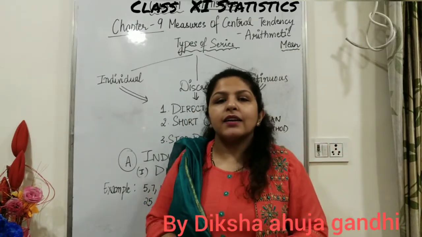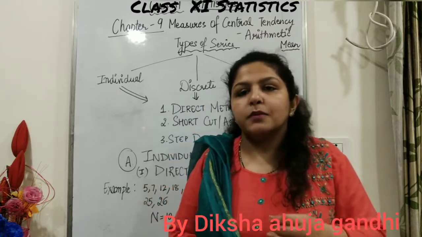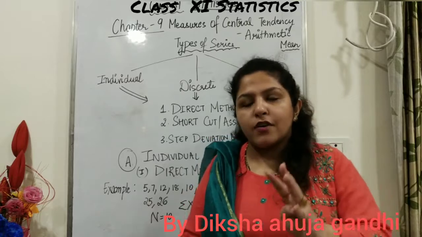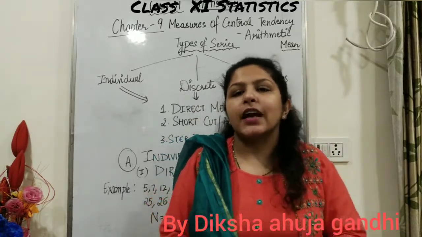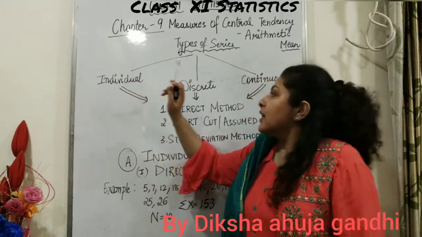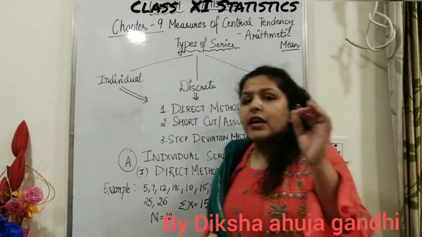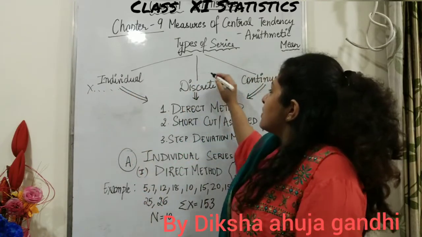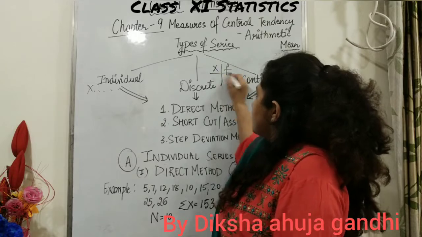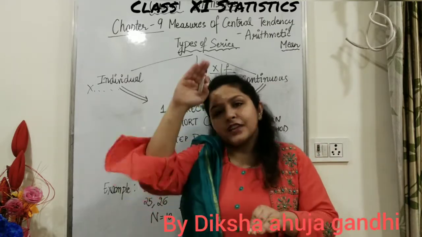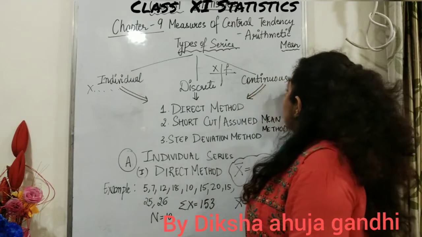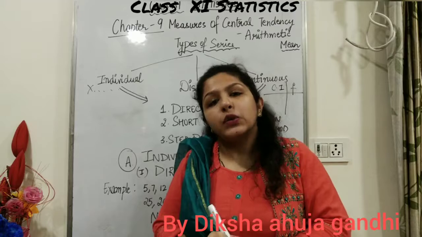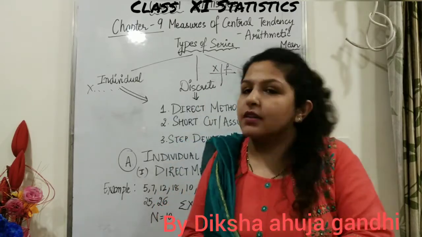Right, so let's start the chapter. Arithmetic mean can be calculated in all types of series. We understood in chapter number 4, when we were organizing the data, that raw data can be organized as individual series, discrete series and continuous series. Individual series has only x values. Discrete series has x values and frequency, that is the number of observations. And continuous series has class intervals and frequency. So we will calculate the mean in all 3 series.